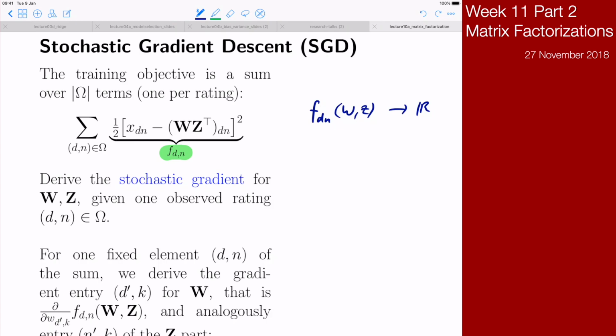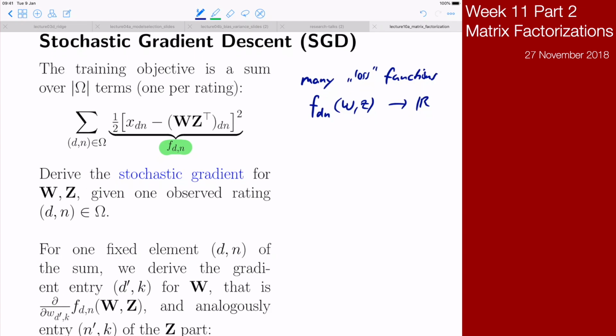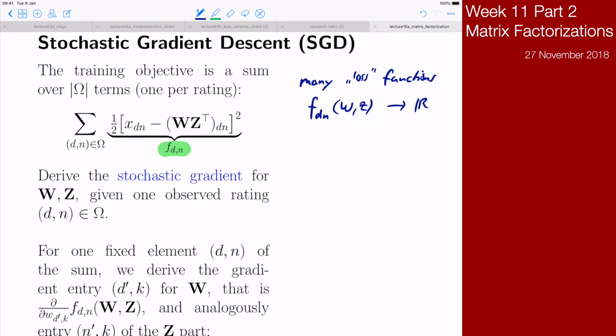That's our objective function. So the concept remains exactly the same. I will pick one of those and I will compute the gradient with respect to the parameters. There are lots of parameters, but I have to take the gradient with respect to all of them. So that's just the definition.